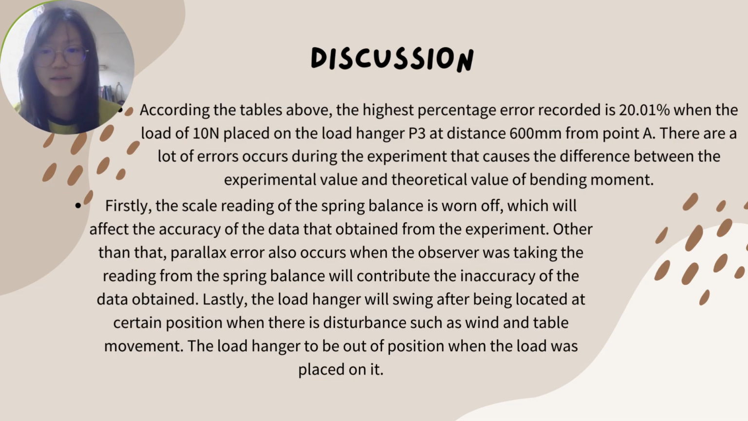Other than that, a parallax error also occurs when the observer is taking the reading from the spring balance, which will contribute to the inaccuracy of the data obtained. Lastly, the load hanger will swing after being located at a certain position when there is a disturbance such as wind and table movement, causing the load hanger to be out of position when the load is placed on it.